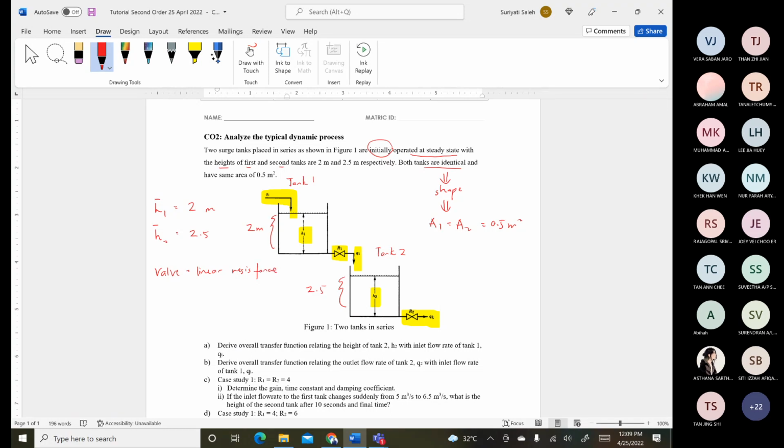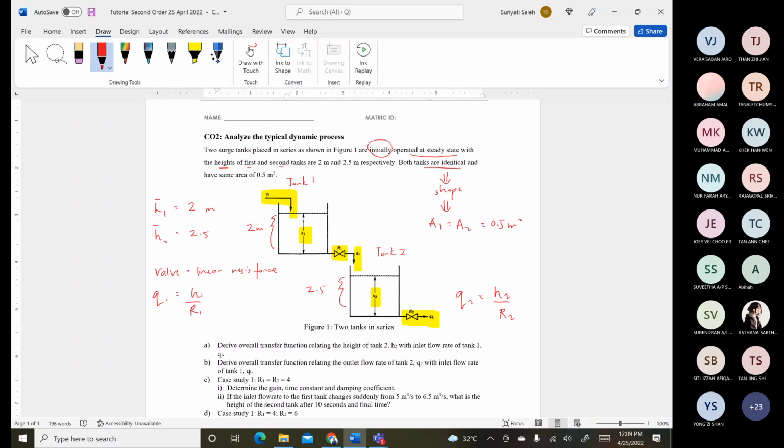For example, here Q1 equal to H1 over R1. So this is the standard linear valve resistance, where the height must be divided by the resistance, where R1, the resistance, is normally considered as constant. The same goes for tank number 2 where you have the valve. So you include Q2 equal to H2 over R2. So this is the linear valve resistance for the second tank.